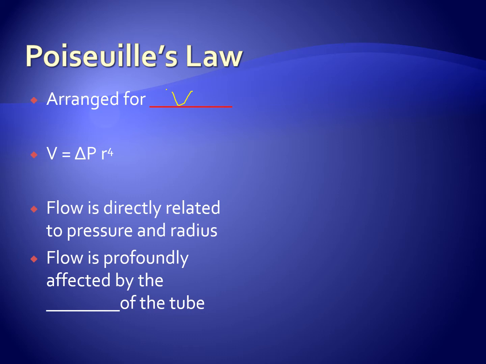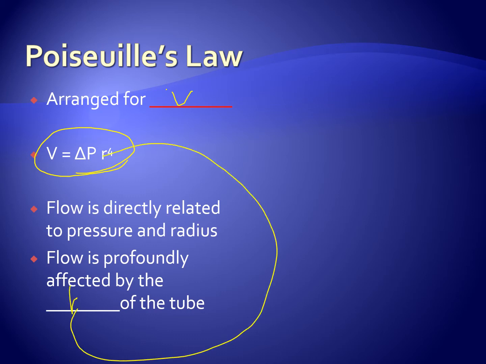Flow equals the change of pressure times the radius to the fourth. So notice that the radius to the fourth is an exponential relationship. In other words, this whole thing, when we're coming down to it, right, this is going to be the bullet point. An application point is we're looking at the radius of a tube playing a big factor in what we do and how people breathe. So flow is directly related to pressure and radius. So flow is profoundly affected by the radius of the tube, right?